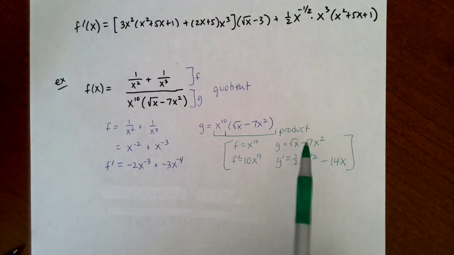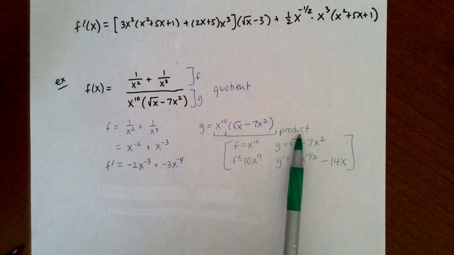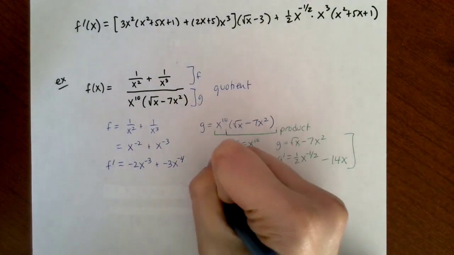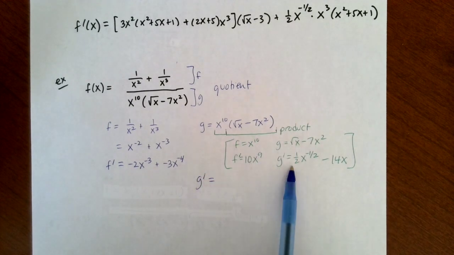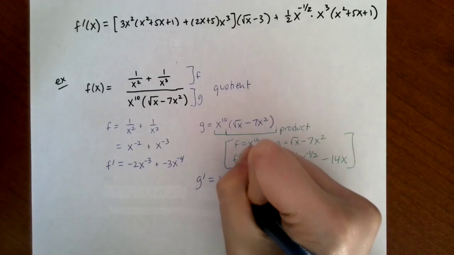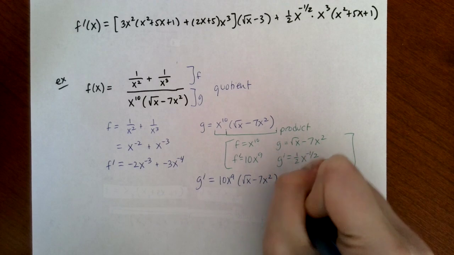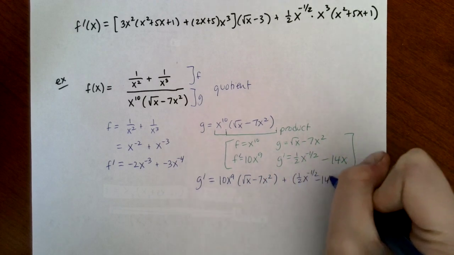All right, so I'm going to use this new green information in the product rule formula to get the derivative of blue g. All right, so using the green, f prime g plus g prime f. F prime g plus g prime f.